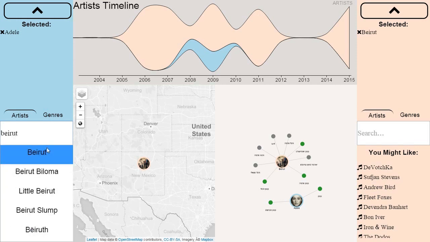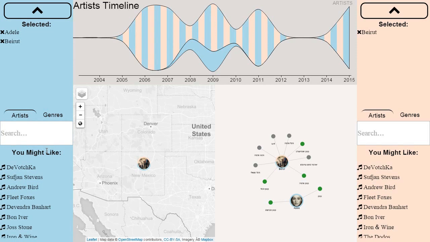Also, what's cool about this application is that if two users share the same preferences about artists, suppose also the blue user likes Beirut. Now the timeline gets colored with stripes of blue and yellow, and this means that this artist was shared between the two users.